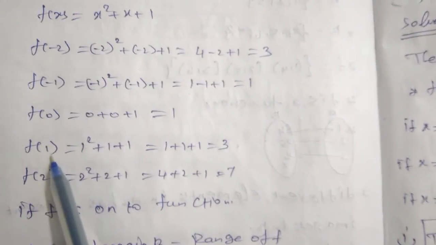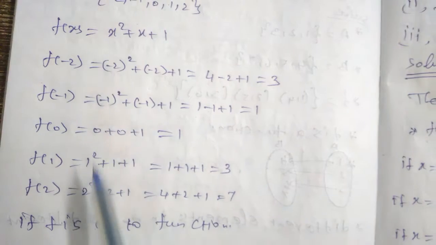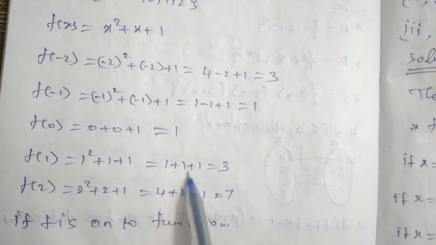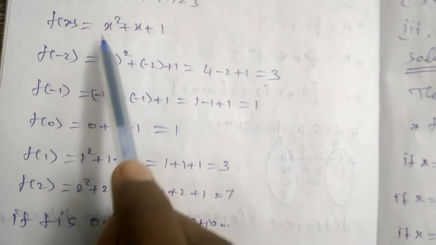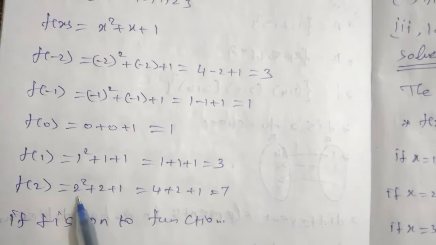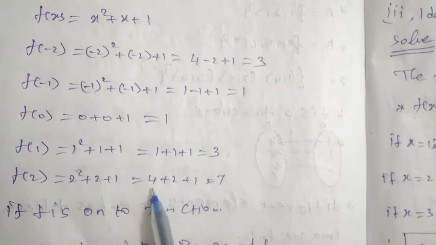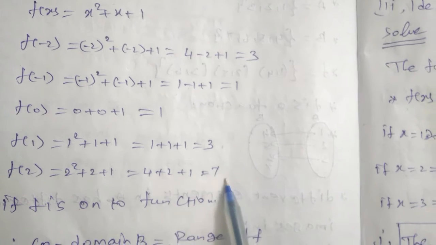f(0) is equal to 0 plus 0 plus 1, which is 1. f(1): substitute x equal to 1. So 1 squared plus 1 plus 1 is equal to 3. f(2): substitute x equal to 2. 2 squared plus 2 plus 1, 2 twos are 4, plus 2 plus 1 is equal to 7.